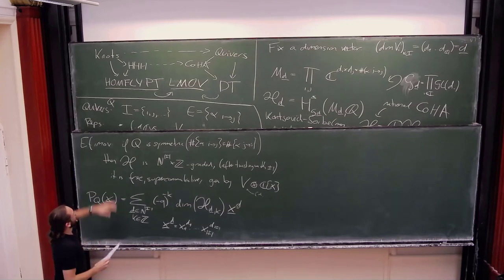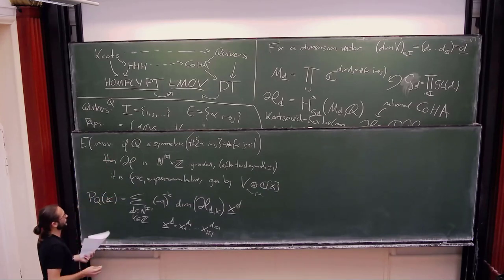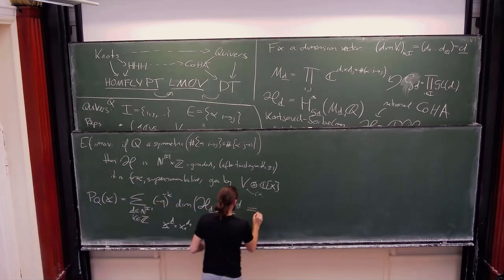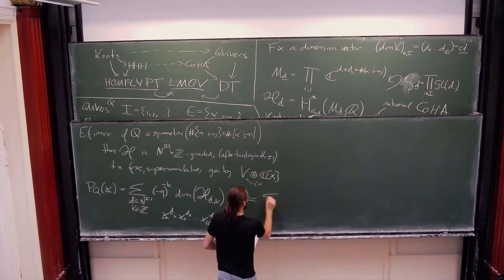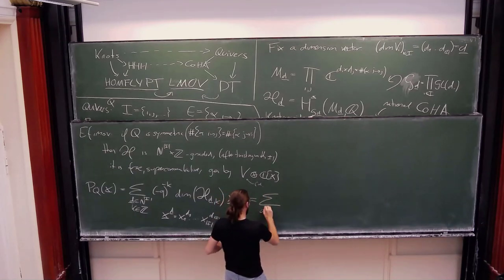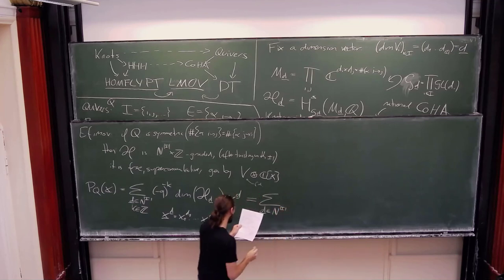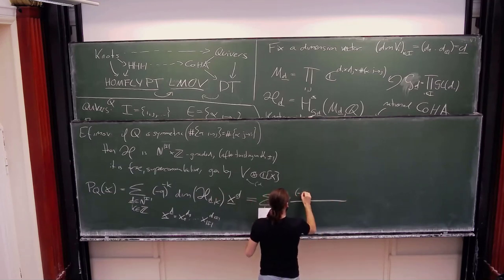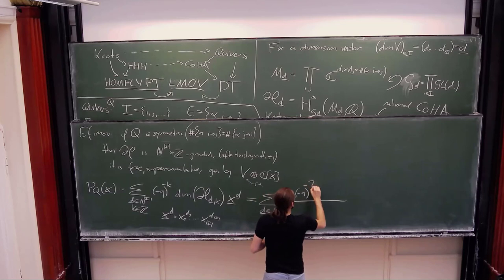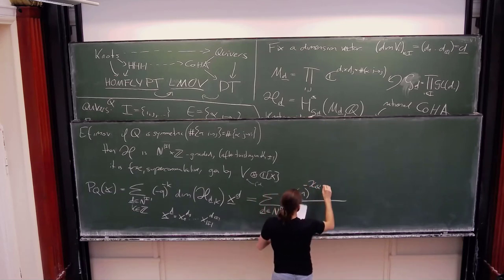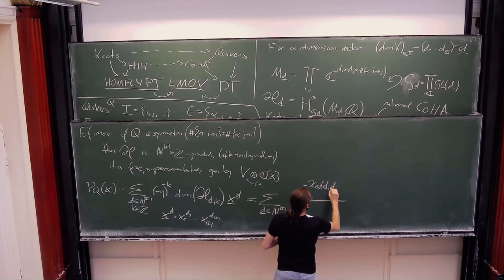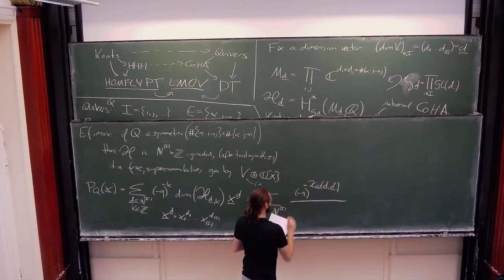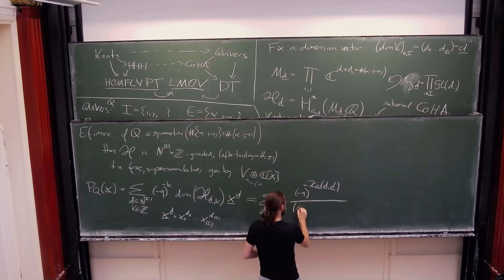All right, and now in this case where the quiver is symmetric and this algebra is free supercommutative, how does this thing actually look like? So it looks like this. Here we only sum over d in N^I, and then there's just a quotient, minus q to some power, and the power is given by the Euler form of the quiver evaluated at this vector d. And here downstairs you see a product of Pochhammer symbols, quantum Pochhammer symbols.